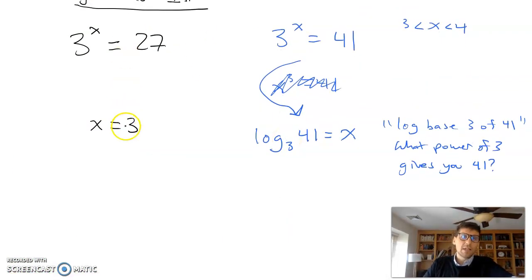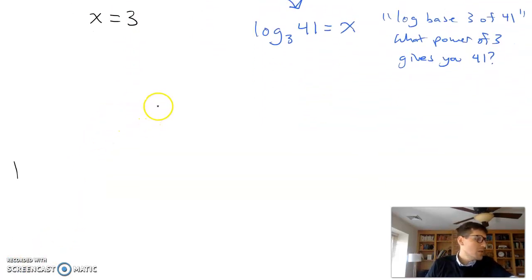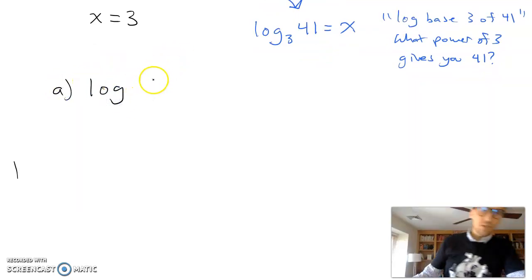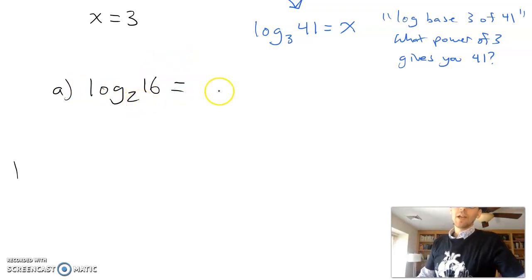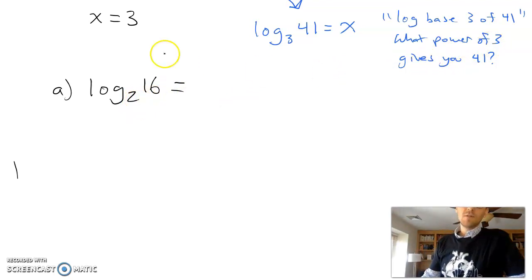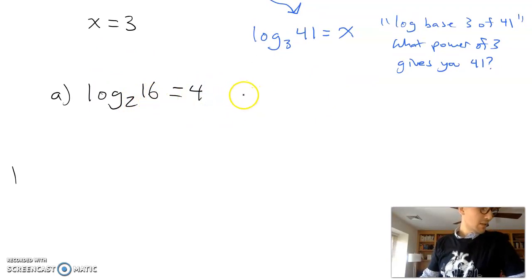One thing that's going to be important for us in dealing with logarithms is knowing how to rewrite. So for instance, if I had log base 2 of 16, I'm asking, what power of the base gives you 16? What power of 2 gives me 16? Well, 2 to the fourth is 16. So that is true because, as I just said, 2 to the fourth equals 16.